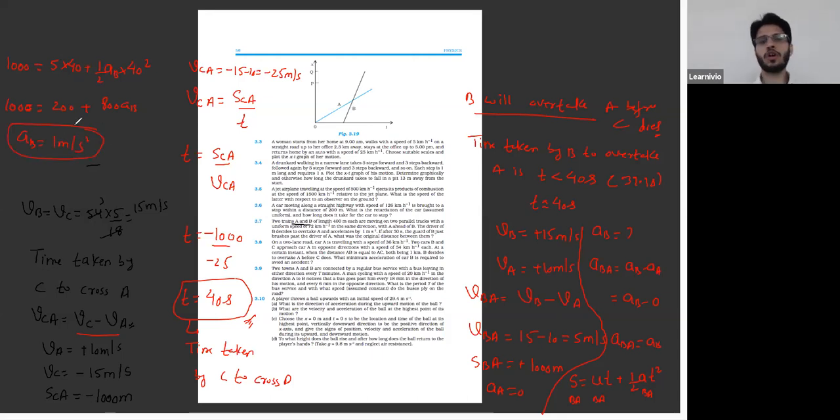So in NCERT, almost all problems on relative velocity in 1D will use these concepts of cross and overtake. All were getting the right answer. So can I erase it now? Yes, sir.